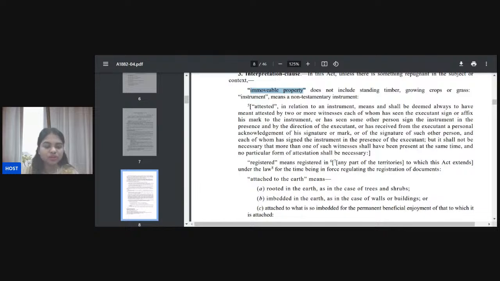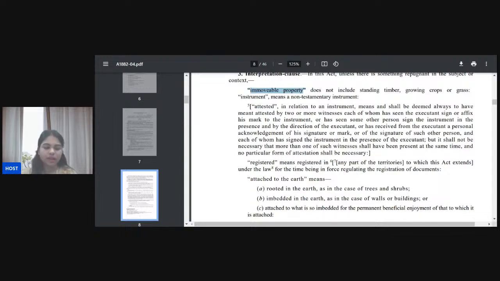So if you see the General Clauses Act, it defines immovable property as land. The first thing is land, benefit arising out of land. First is land. This is what the General Clauses Act Section 4 talks of. It includes land, benefits to arise out of land, and things attached to the earth.